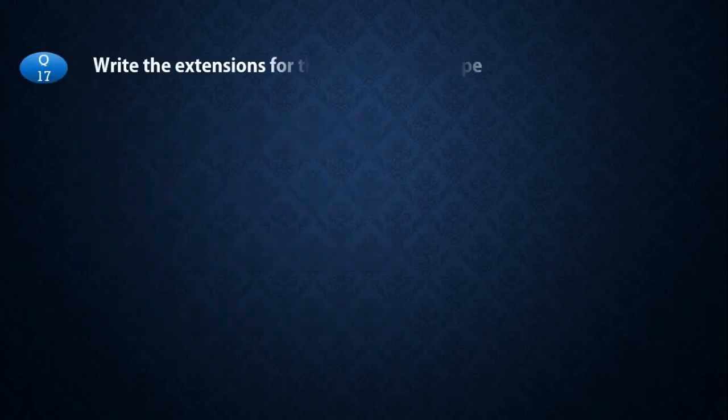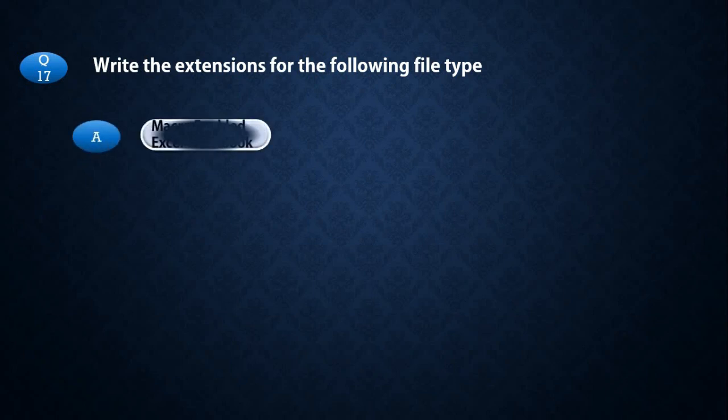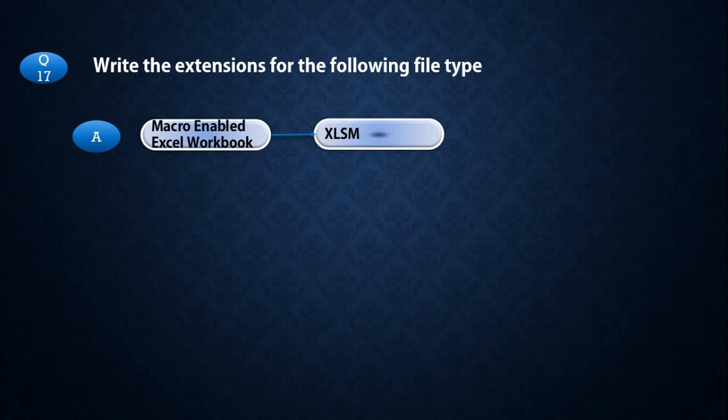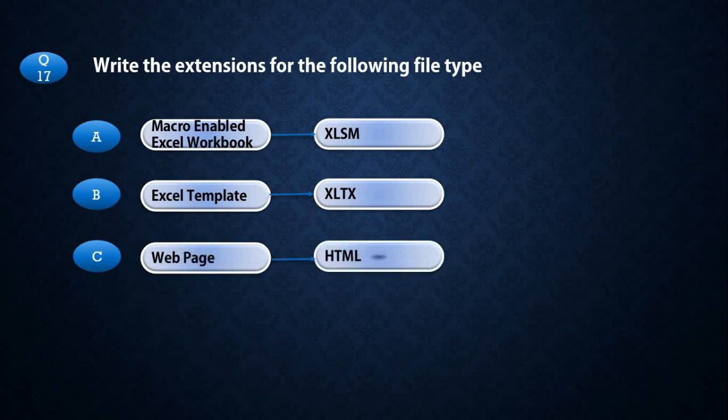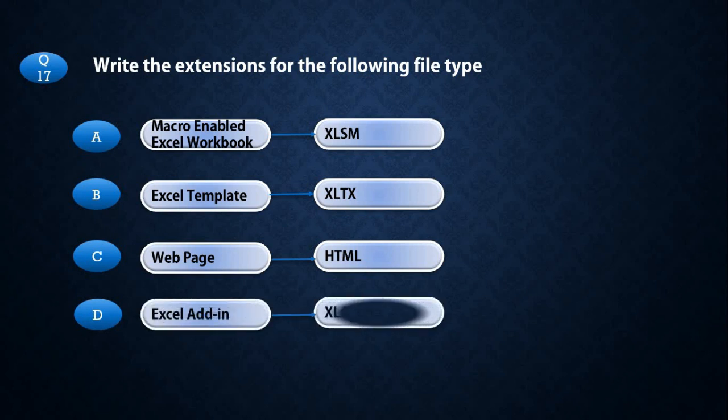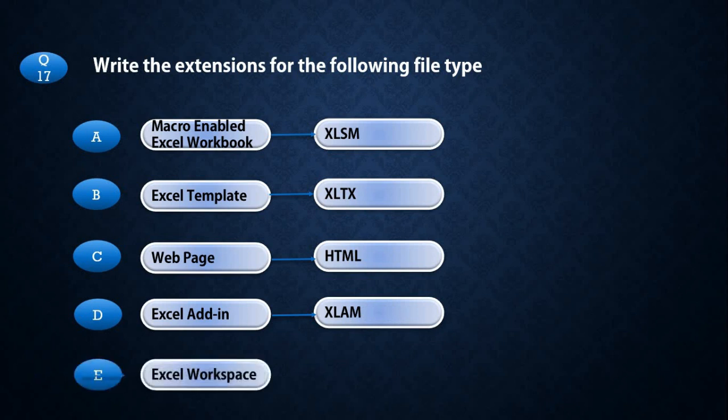Next question. Write the extension for the following file type. So when you save the file as macro enabled Excel workbook, then the extension will be XLSM. And for Excel template, it is XLTX. For web page, it is HTML. For Excel add-in, it is XLAM. And for Excel workspace, it is XLW.